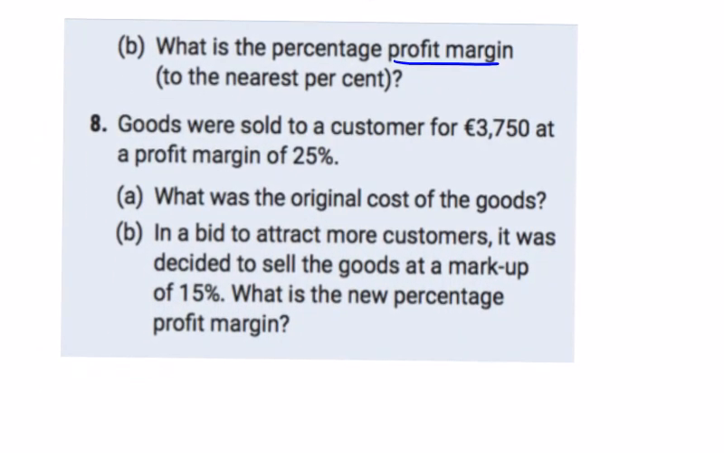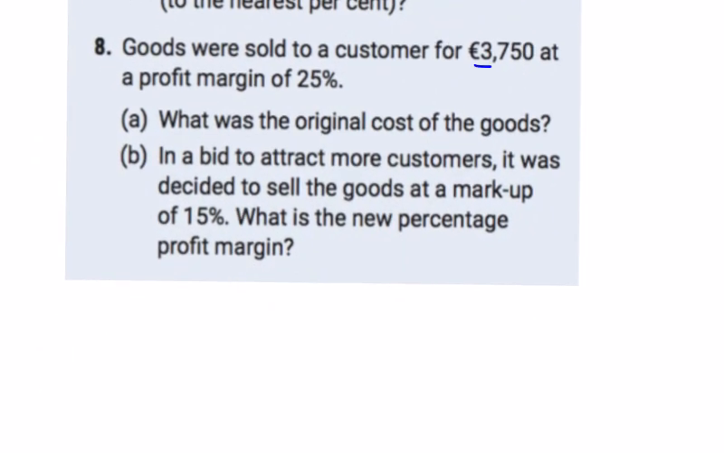Then in question 8, goods were sold to a customer for 3750 at a profit margin of 25%. So we know that the profit over the selling price is equal to the margin, 0.25. So the profit in this case is 0.25 times 3750. So the profit, which will enable us to get the cost price, is 937.50.